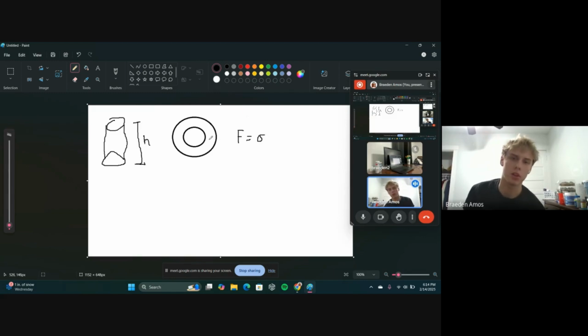And our area in this one will be like half of the cylinder, like if you cut it in half. So it'll be 2 because it's the thickness. So 2 times the thickness times the height. And that'll be the area of the cylinder.